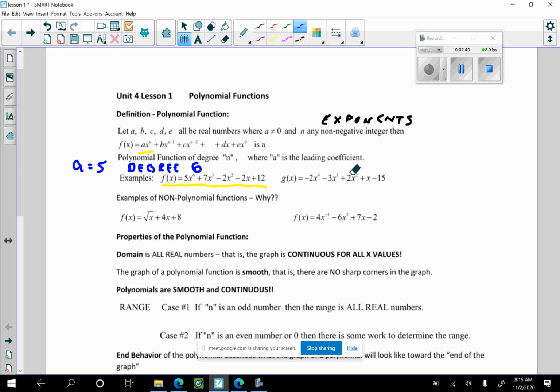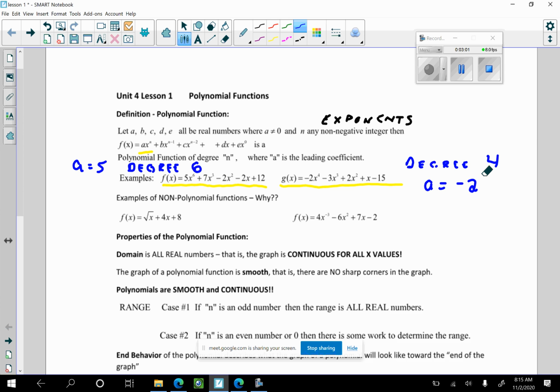This guy right here, is this a polynomial? This is a polynomial as well. Here, the degree of this polynomial is 4, and A, the leading coefficient, is negative 2. Okay?